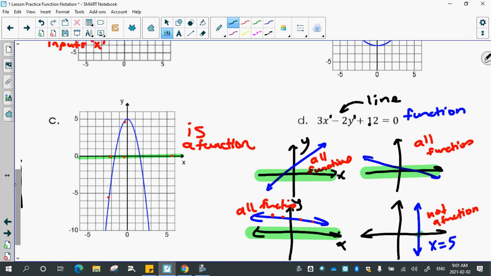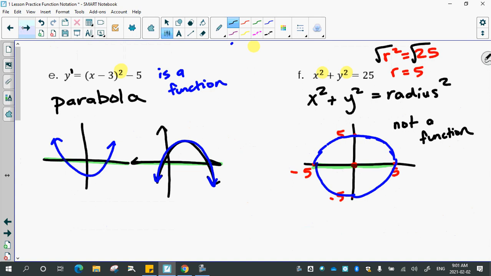Only touching one spot. There we go. Okay. Great.